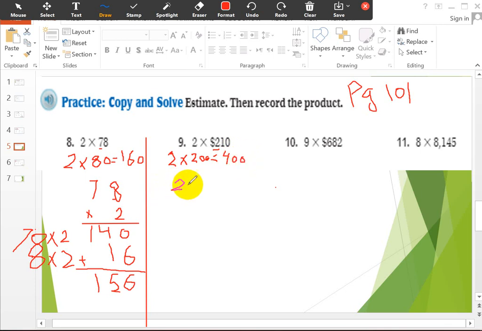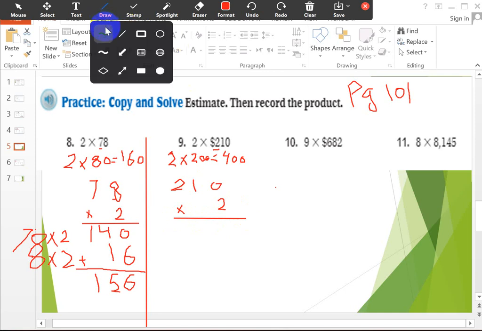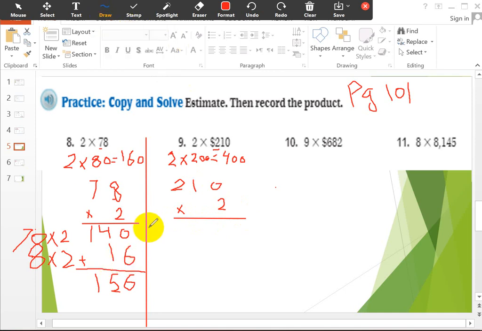Now I will start my multiplication. I will write 210 multiply with 2. Let's start the multiplication. Now first thing, I will multiply 2 with the hundreds digit, which is here 2. So the value of the 2 in the hundreds digit equals what? Equals 200, right? So I will multiply 2 with 200. The answer will be what? I will write the answer right here.